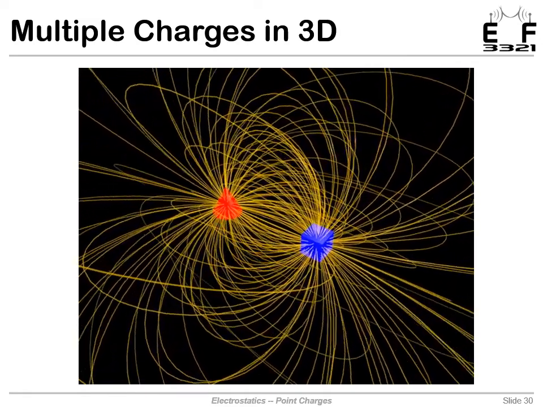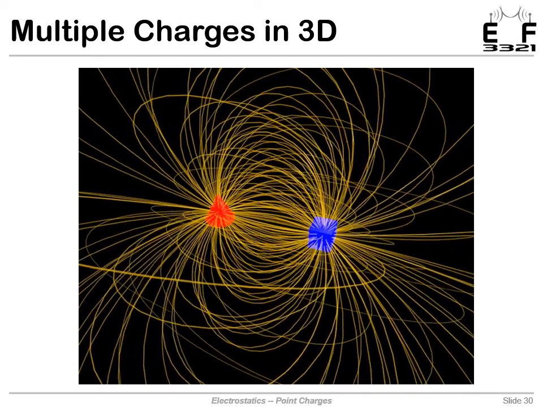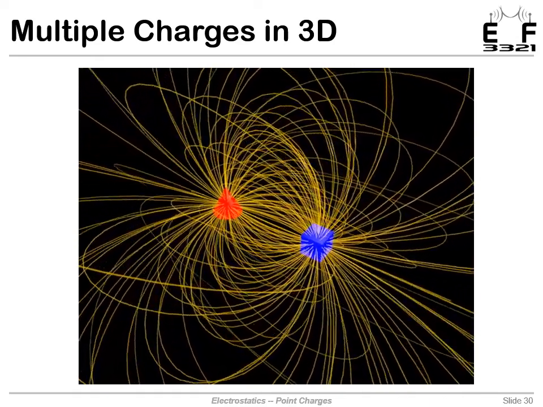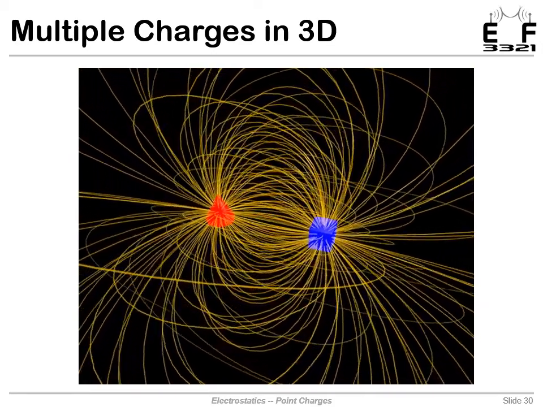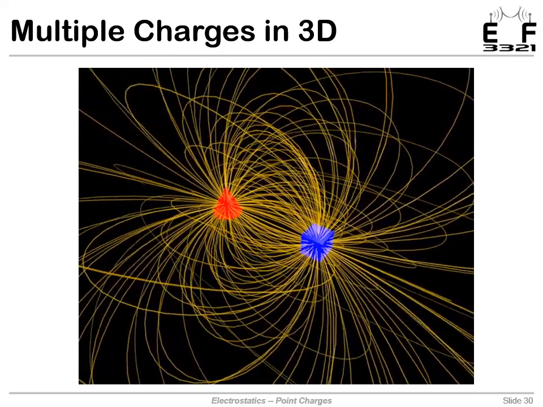Here's multiple charges, two charges in 3 dimensions. And here we're visualizing the electric field lines, not to imply that the field exists on the lines and not off of the lines. It is a smooth cloud. These lines just help us track the orientation of the field.